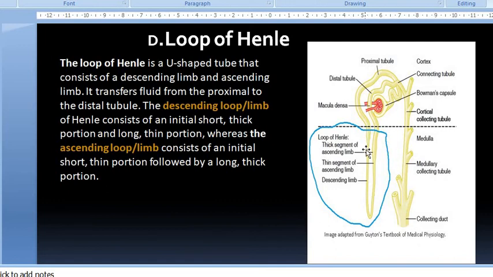Here there is a short thick portion, and then the long, thin portion, and it has a hairpin bend structure and is continuous with the thin, long section or ascending limb of Henle's loop.